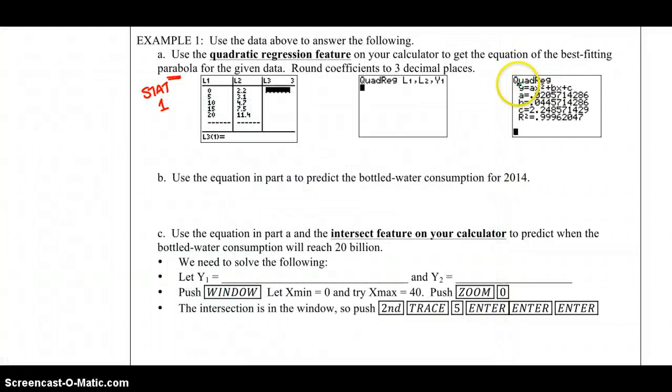Here's our output screen. If we write our equation as it appears on there, the y hat for a given x would be, rounding to 3 decimal places, about 0.021 x squared plus 0.045 x plus 2.249.